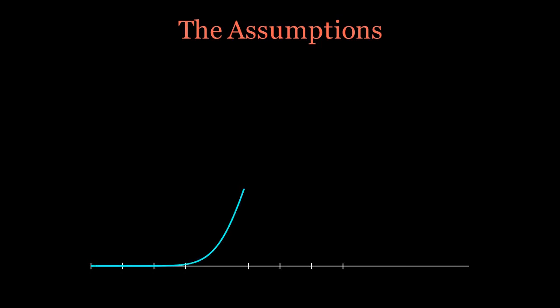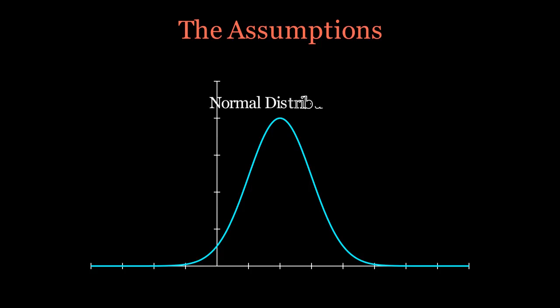Before we run the math, we must respect the assumptions. For a T-test to be valid, the data should follow a normal distribution, that classic bell curve shape. The variance, or spread, should be similar between groups, a concept known as homoscedasticity. Finally, the observations must be independent. One person's data shouldn't influence another's. If these hold true, we are ready to calculate the T-statistic.